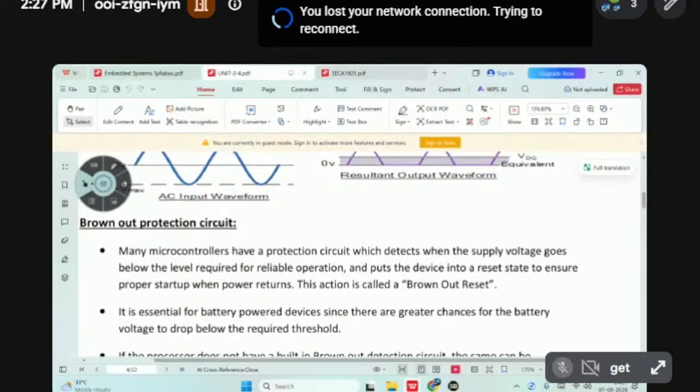If I supply a lower voltage than the power voltage that should be given, then once again with the help of a circuit I would like to reset all the operations. The entire operation would be called brownout operation or brownout protection circuit. Many microcontrollers have a protection circuit which detects when the supply voltage goes below the level required for reliable operation and puts the device into reset state to ensure proper startup when the power returns. This action is called brownout reset operation.